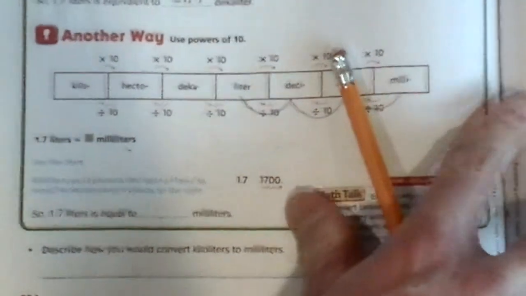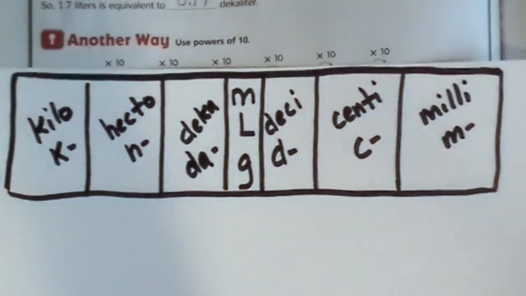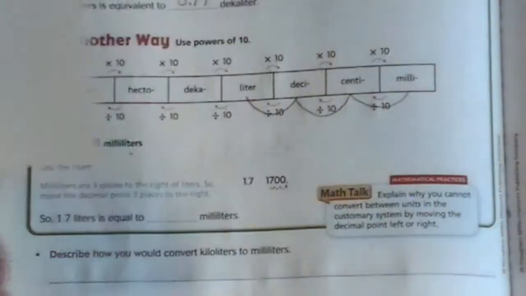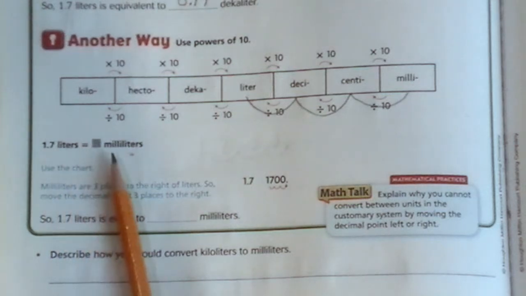And I feel like this is the easier way. And again, if you have your conversion chart, this is how we're going to solve all the problems when we start to practice these. So let's take a look. We're going to use powers of 10. Here we are at 1.7 liters equals blank milliliters.